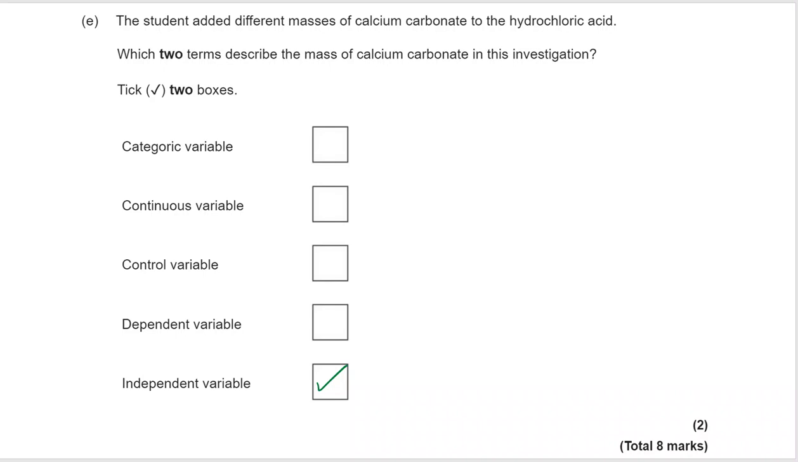As we go through the others, we've got to try to work out which fits. It can't be dependent or control, because dependent is what we measure as a result of changing it. Control is what we keep the same. So it's ultimately whether it's continuous or categoric, and mass is a continuous variable. And that takes us to the end of this question.